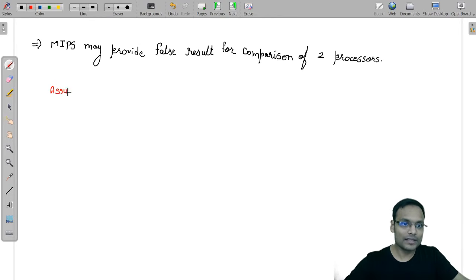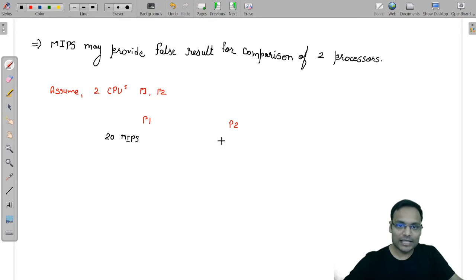Now I am mapping the same thing. Let's assume that we have two processors, or two CPUs. Suppose processors P1 and P2. P1 has a MIPS count of 20 MIPS, so it can execute 20 million instructions per second, and P2 has 10 million instructions per second.